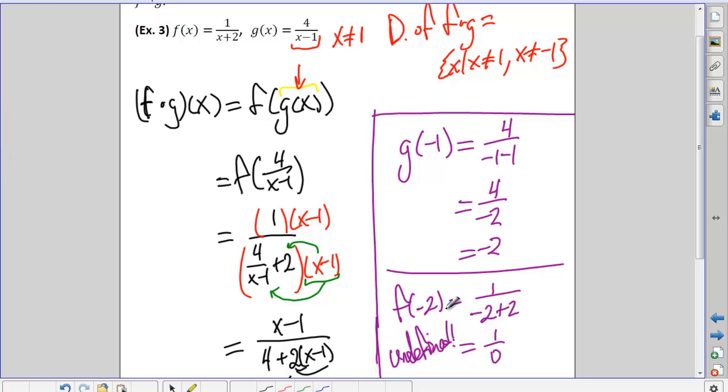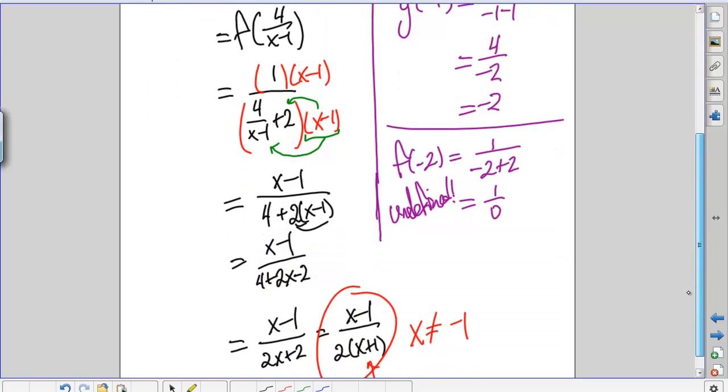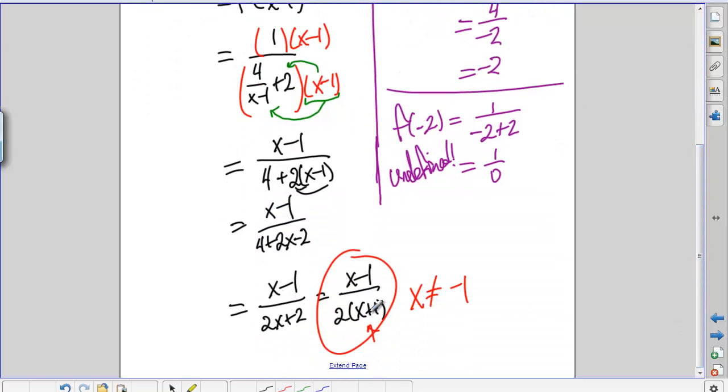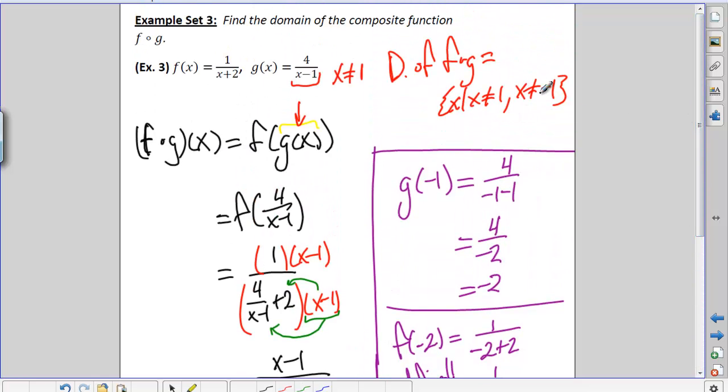So you don't really need to know that necessarily. Just know that you check any restrictions on the inside function. X can't be 1. And then you go to the composite function at the very end and say, okay, what x values don't work there? In this case, negative 1. And that's your domain. X can't be those two values.